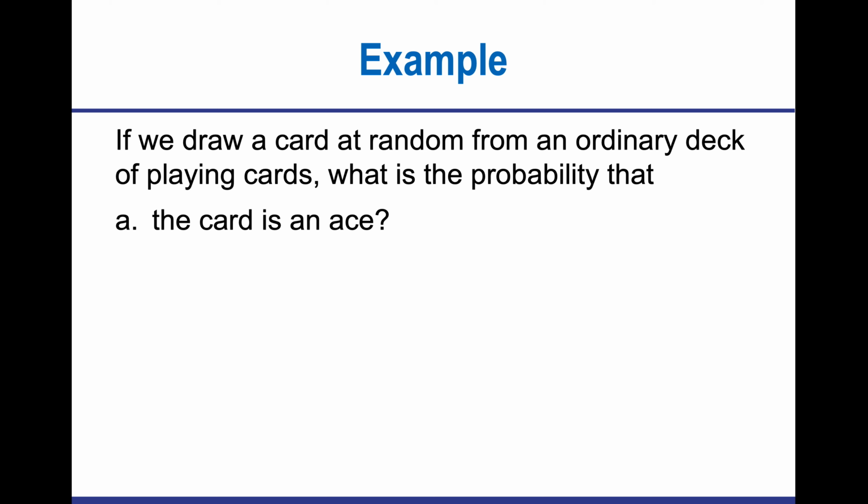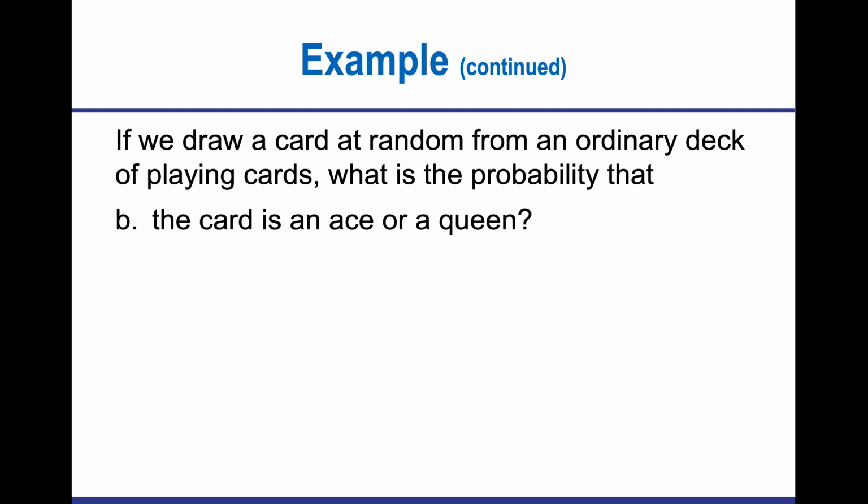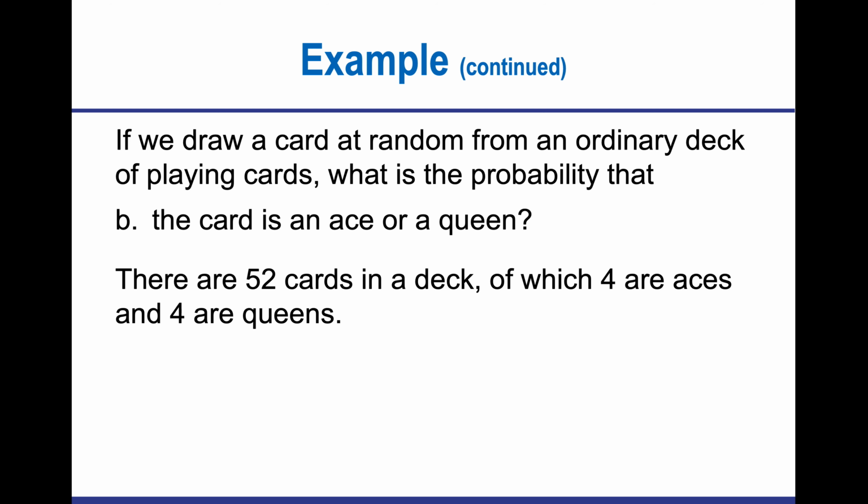So if I want to know the probability that I draw a card and it's an ace, there's 52 cards, like we said. There's 4 aces, 1 for each suit. So it would be 4 over 52, which reduces to 1 over 13. Now, if I say an ace or a queen, so this is what's different here. I'm doing 2 things, ace or a queen. So what that's saying is that I'm going to add the number of aces, which are 4, to the number of queens, which are 4, to get 8 over 52, which reduces to 2 over 13.